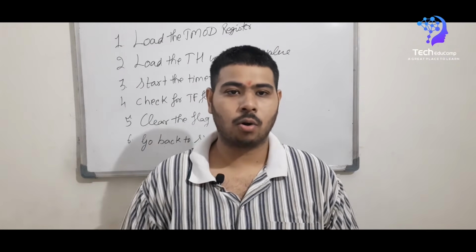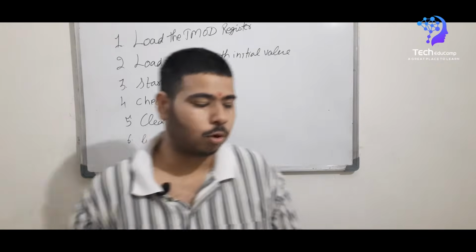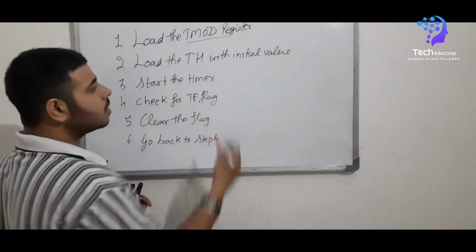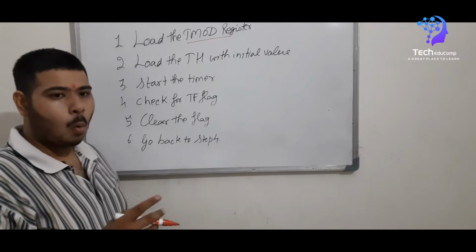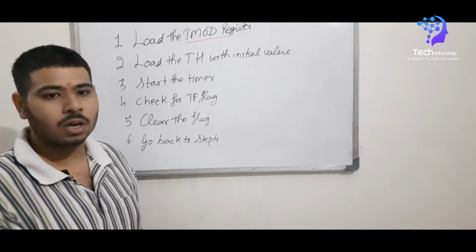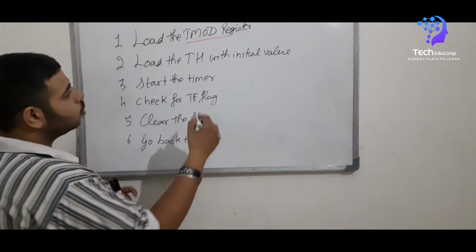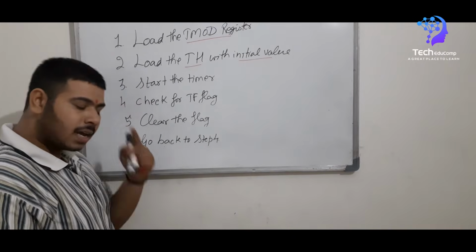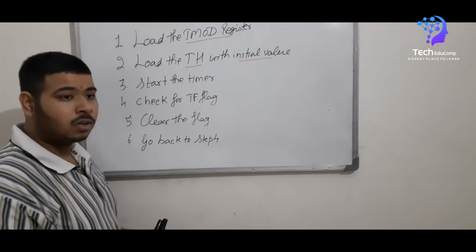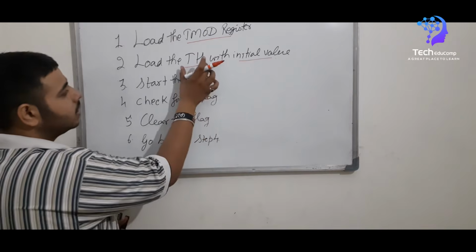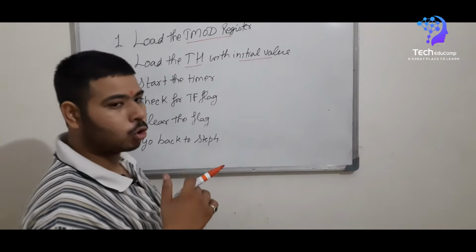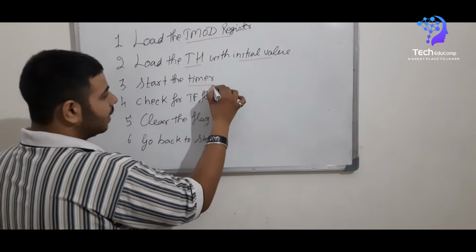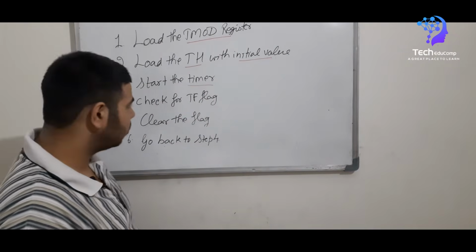So now let's talk about the various steps to program in this mode. First, we have to load the value in the TMOD register, because we have to specify what kind of timer and what kind of mode we are using. Then we have to load only TH with the initial value, because it is an 8-bit auto reload timer. We have to specify only the TH. That value will be automatically copied in TL. After that, we have to start the timer using the set bit instructions.